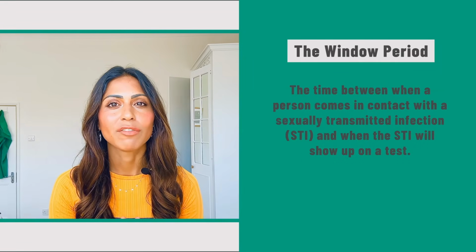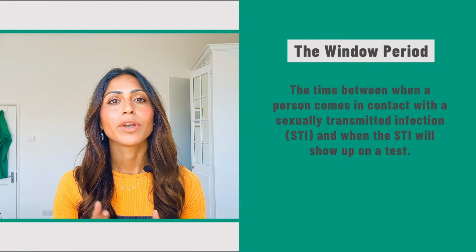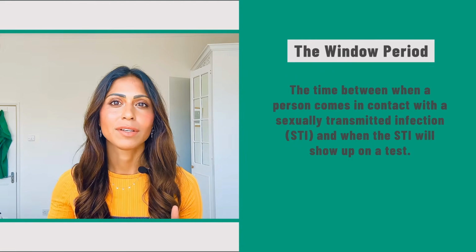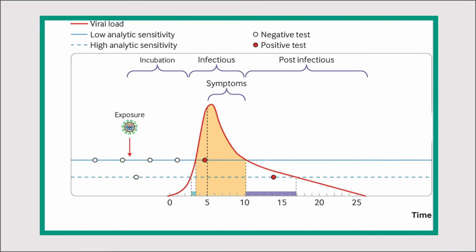The window period is the time between when you're exposed to an infection and when the STI can be accurately picked up on a test. Tests done too early may not always be accurate. Best time for the test will vary on the infection type you have.